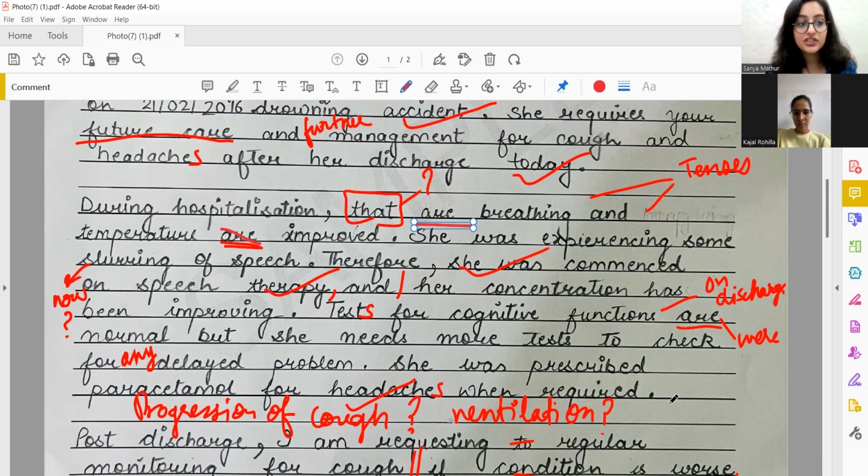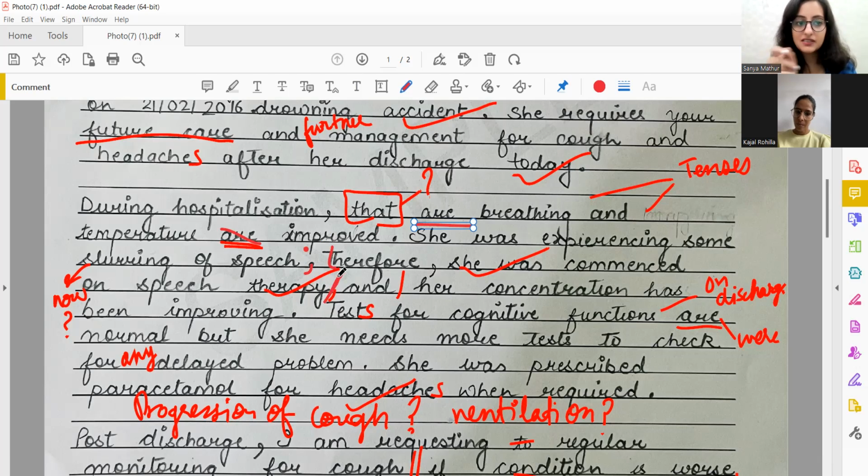Okay, so therefore she was commenced on speech therapy. Now, if you see, the second part is not connected to the previous topic. So you've written "and her concentration has been improving". So I would prefer if you combine slurring of speech with speech therapy, concentration and cognitive functions you could combine. So combine the similar topics. So instead of putting a full stop here, you could have put a semicolon here. So T would become small and "therefore", and here you could end the sentence after therapy.